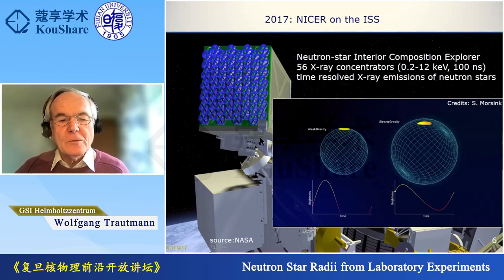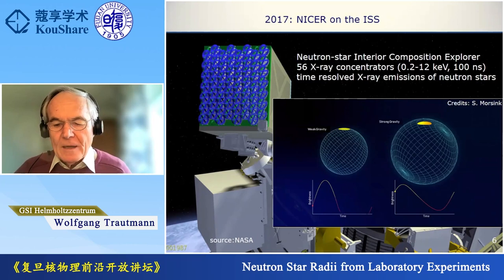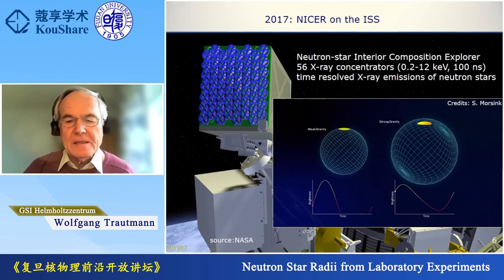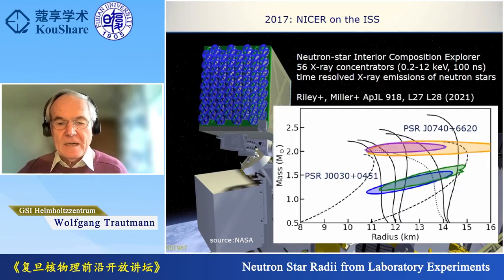recorded with this instrument makes it possible to measure how much radiation is bent around by these compact objects. In the case of strong gravity, for example, we can see the radiation even when the cone of radiation points away from the observer, and the strength of this emission then contains the information on the compactness of the object. Compactness meaning mass over radius, and from that then the radii can be determined, and this is what NICER has done in two independent analyses in Amsterdam and in Washington.